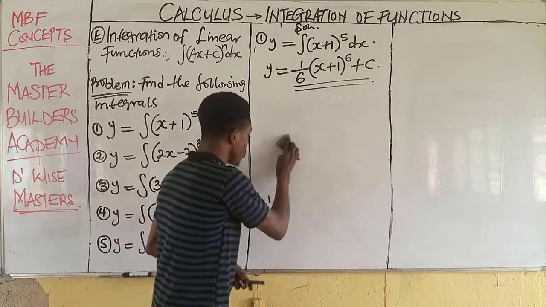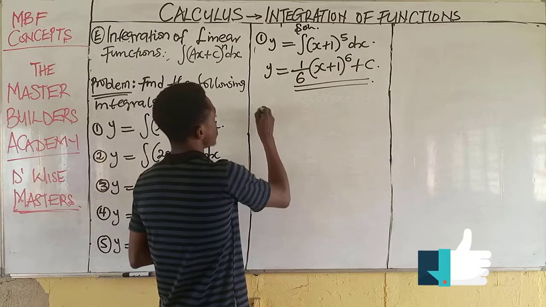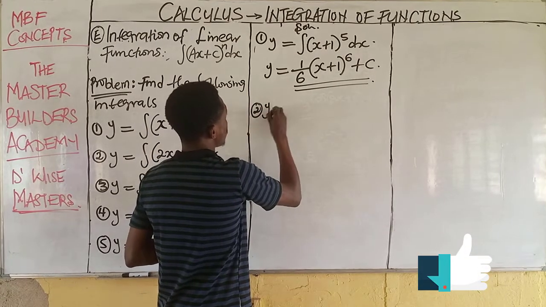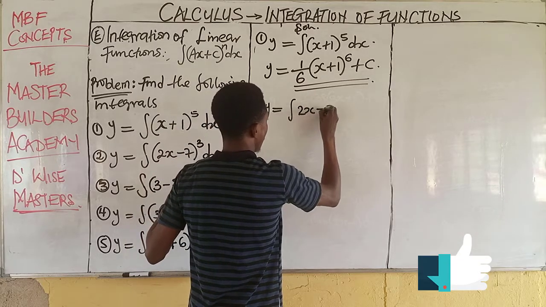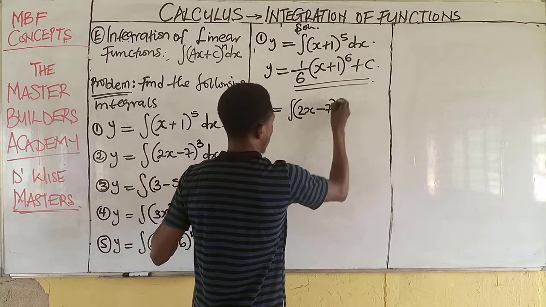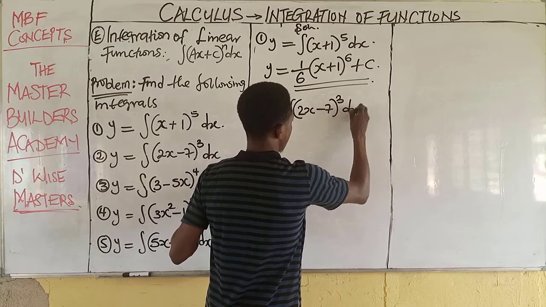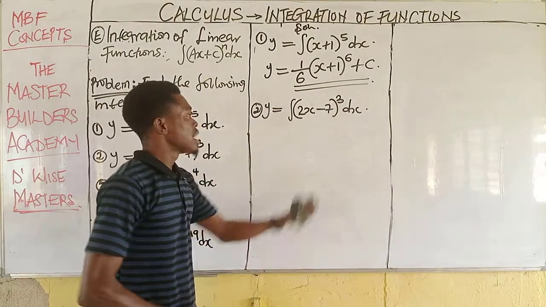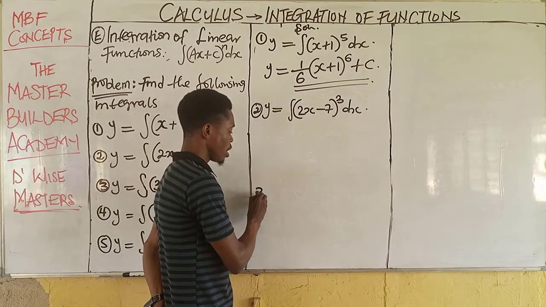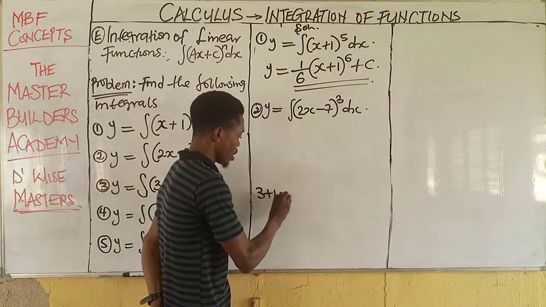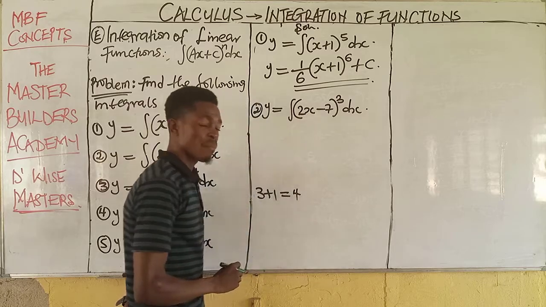Now, if this is understood, let's look at question number 2. We have that y is equal to the integral of (2x minus 7) all raised to the power of 3 dx. Very simple. The first thing you do is to put down the power, which is 3. Then increase it by 1. That would have given us 4.